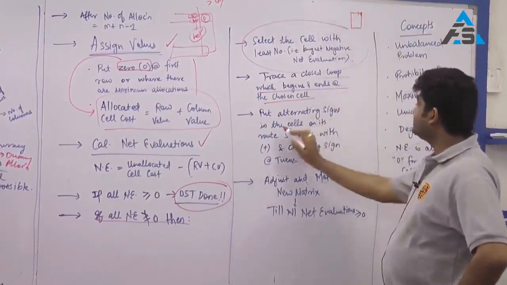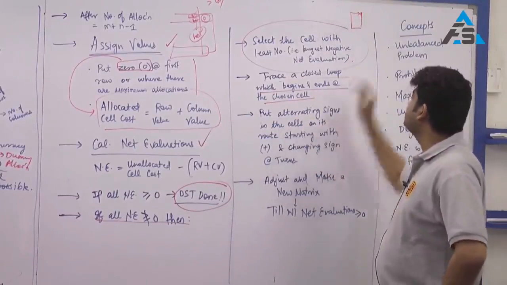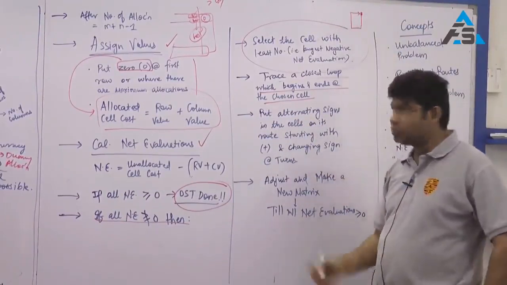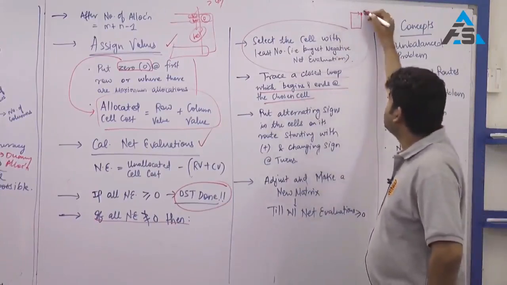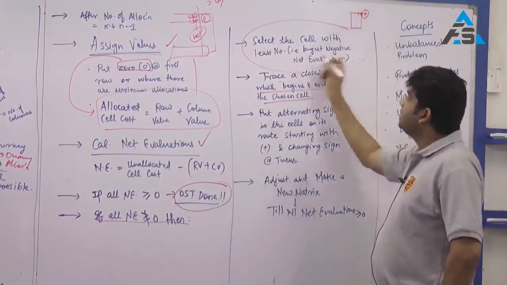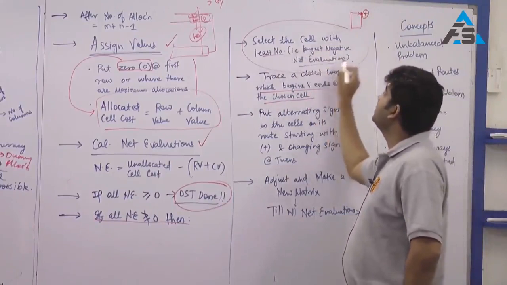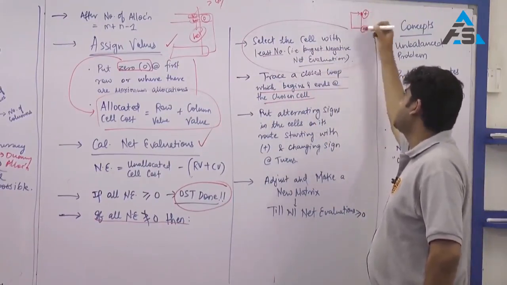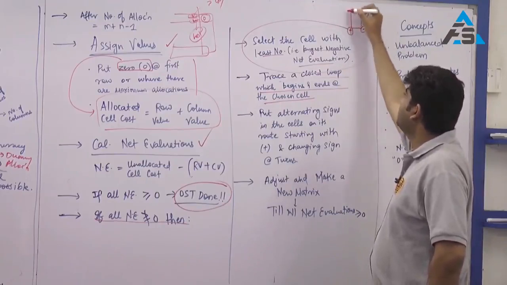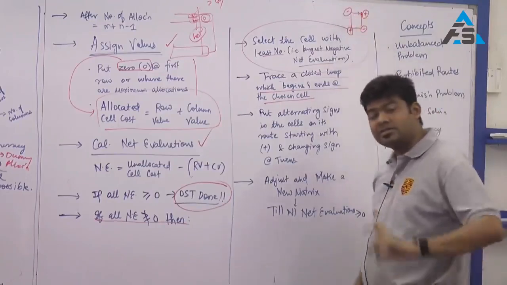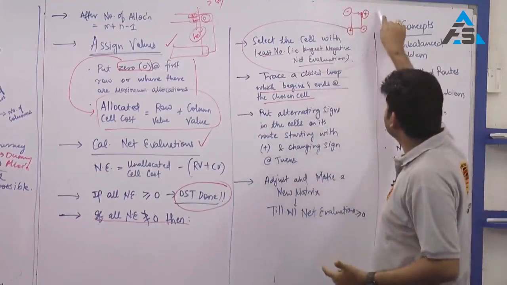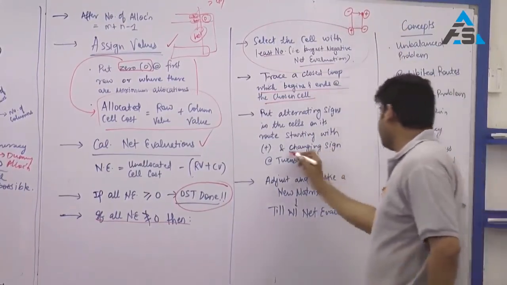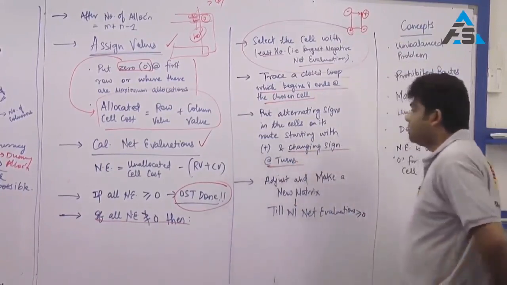Put alternating signs in the cell. So here alternating signs means if there is a plus to start with, always the cell that you are starting with, which is the least number or largest negative net evaluation, this will always have plus. Then the next turn minus, next turn plus, next turn minus. These are called alternating signs. So at that we will draw a loop and there will be changing sign at the turns.